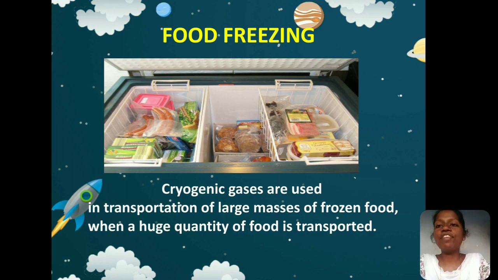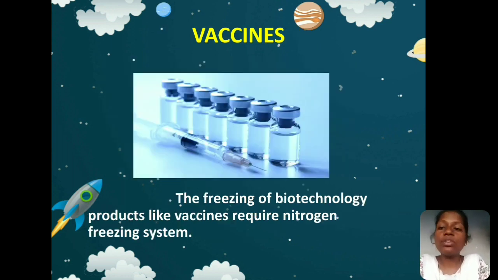Then food freezing. For food freezing, we use a cryogenic liquid. Cryogenic gases are used in the transport of large masses of frozen food, where a huge quantity of food is transported. Then in the medical line, we use it to preserve vaccines. The freezing of biotechnology products like vaccines requires a nitrogen freezing system.